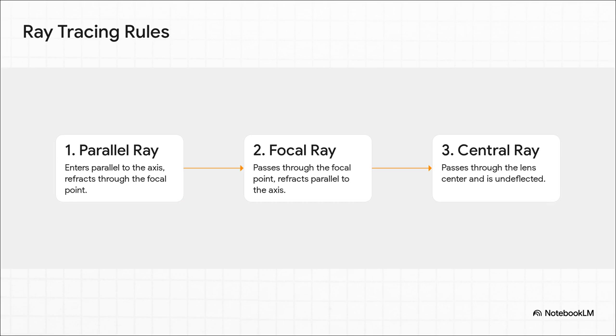Now, to figure out exactly what an image will look like through a lens, physicists have this awesome little graphical trick called ray tracing. And it all boils down to these three simple, super predictable rules. If you can just draw two of these three rays, you can predict exactly where an image is going to show up, how big it'll be, and if it'll be upside down or right side up. It's like a cheat code for optics.